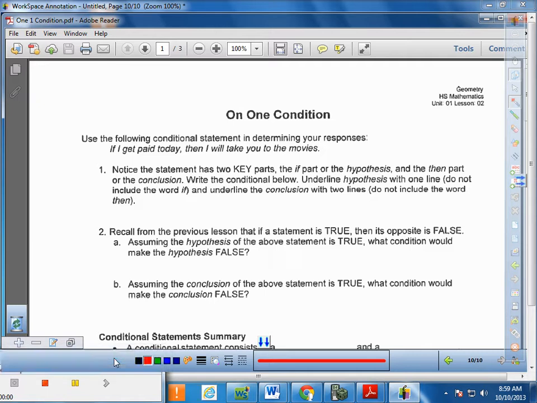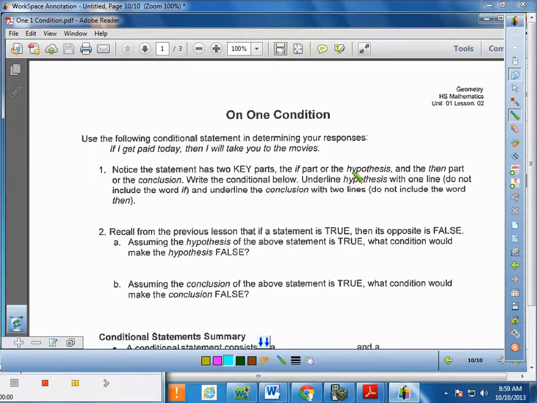Use the following conditional statement to determine your responses. If I get paid today, then I will take you to the movies. Notice the statement has two key parts. The if part is going to be what they call the hypothesis. So your hypothesis is going to be your if. The then part is going to be your conclusion.